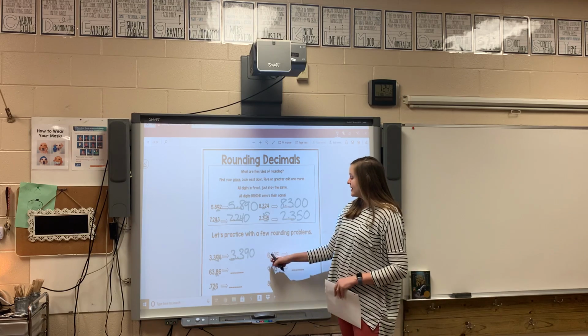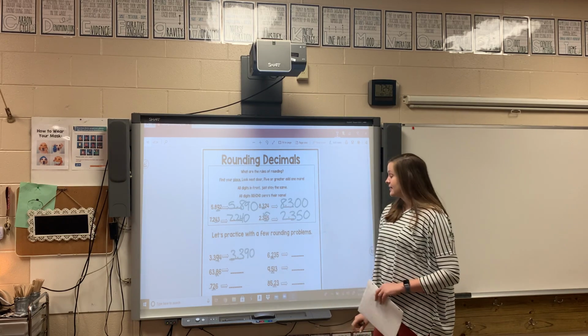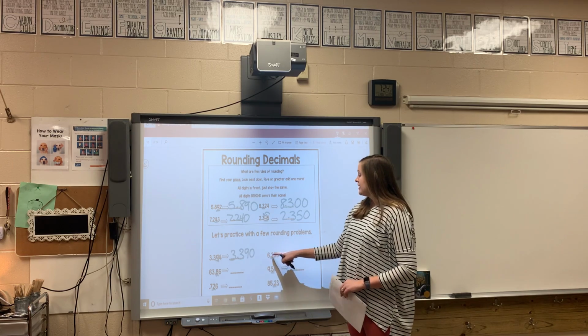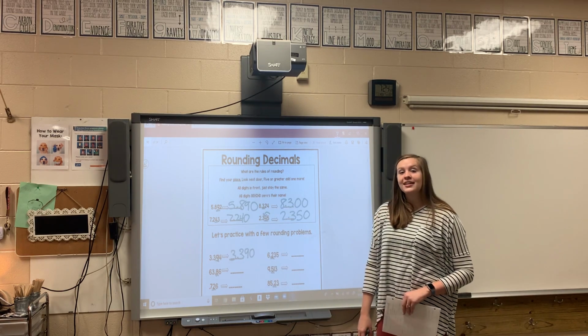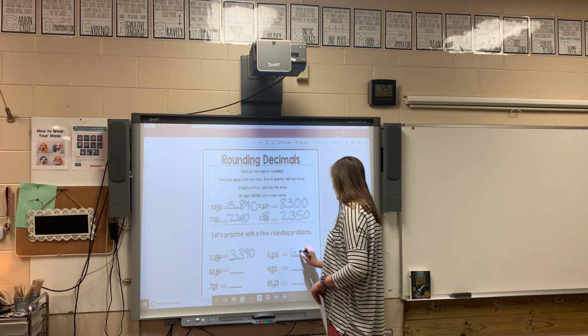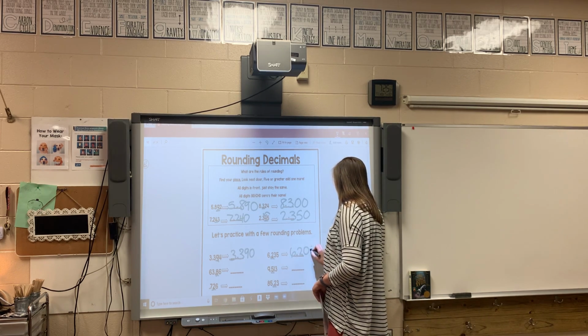All right, we have 6 and 235 thousandths. We're rounding to the tenths place. So our 3 tells us that our 2 needs to stay the same. So this rounded would be 6.200.